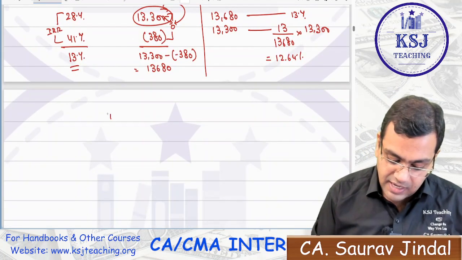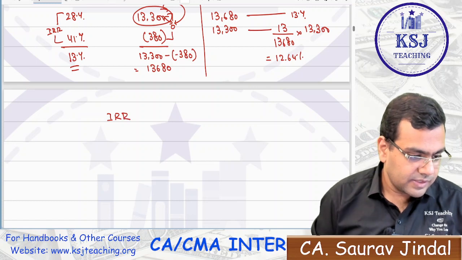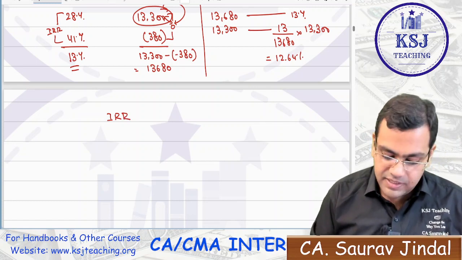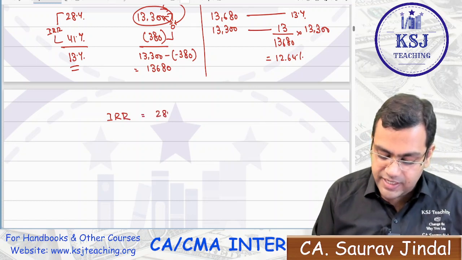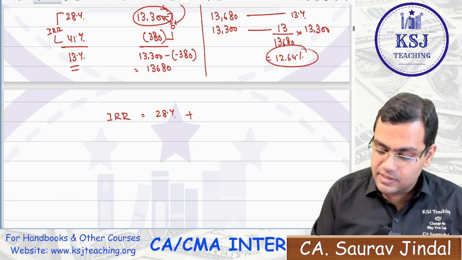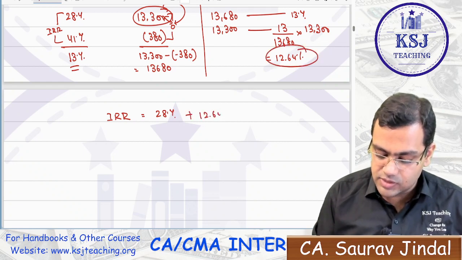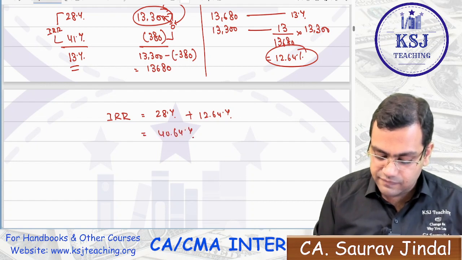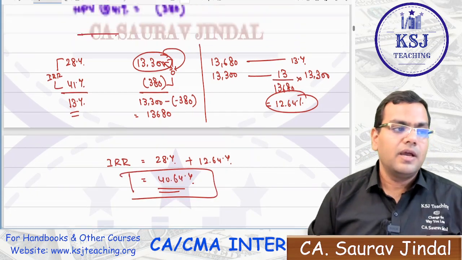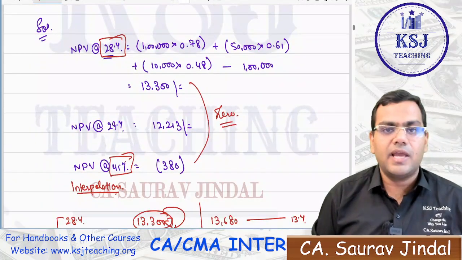So what will be the IRR? IRR will be 28% plus this change, that is 12.64%. That comes to 40.64%. This will be your IRR. This is how the IRR will be calculated.